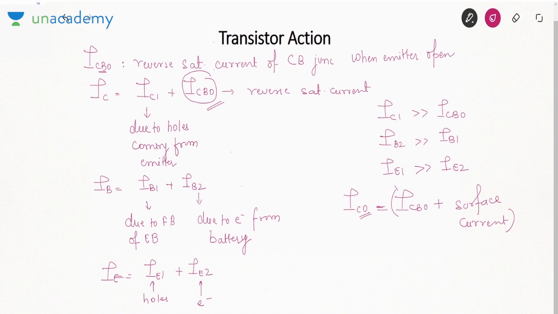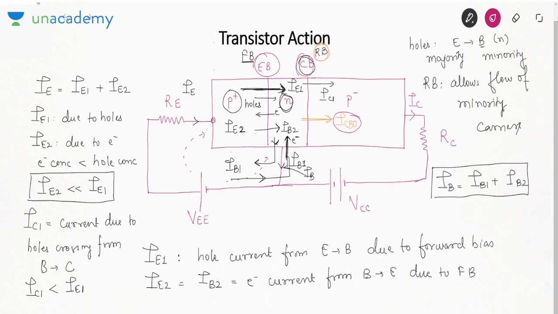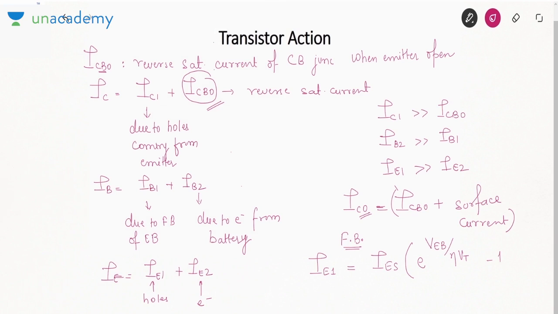Now, as I told you, the emitter-base junction is nothing but a PN junction diode which is forward biased. In forward biasing, how can you write the current? The current of a forward bias diode is written as the saturation current times e to the power of the voltage across the diode, which is the emitter to base voltage, by eta Vt, minus 1. And as I told in diode, unless eta is given, you will take eta equal to 1. And since IE2 is much smaller than IE1, the emitter current is approximately IE1.